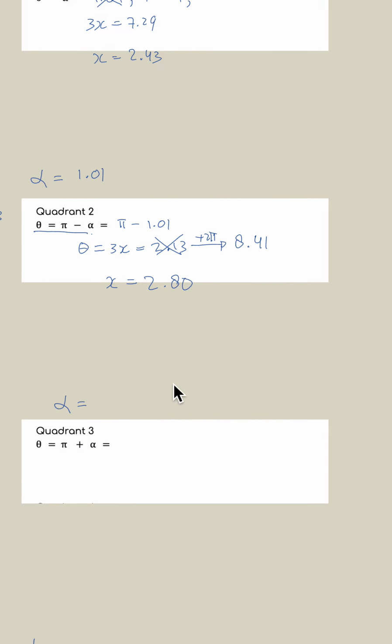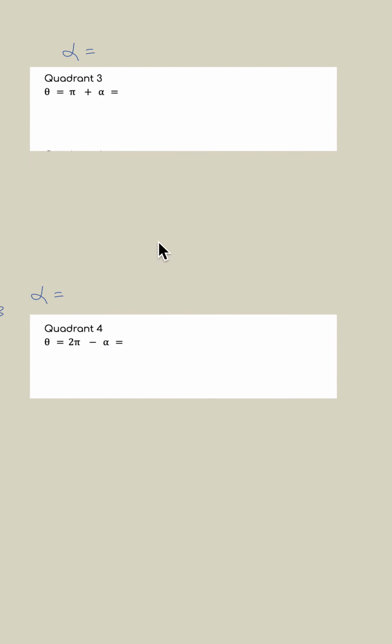How about quadrant 3? Okay, let's do quadrant 3. Alpha is 1.01, and for quadrant 3, the value of theta will be pi plus alpha, so pi plus 1.01. So theta is equals to 3x. Then we just press calculator, pi plus 1.01, you get 4.15. Is that inside the range? I think so. Yeah, it is inside the range here.